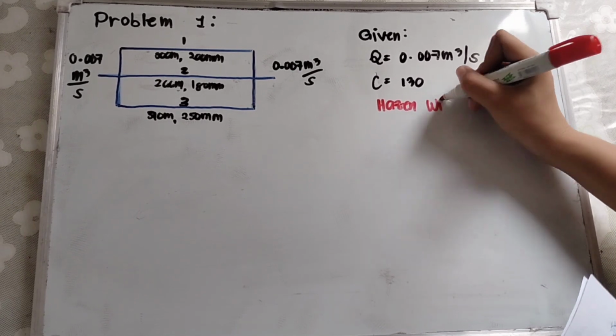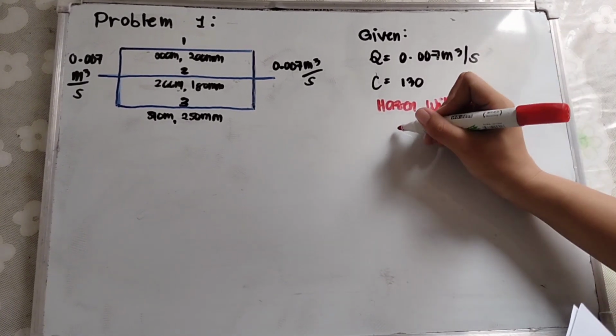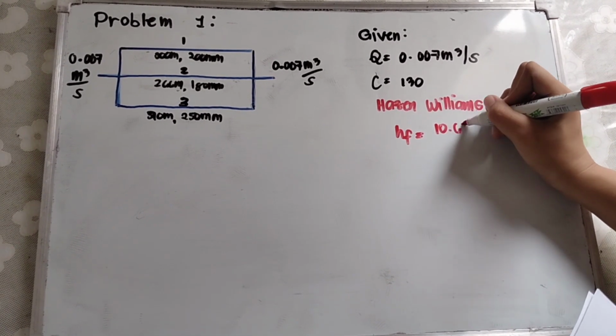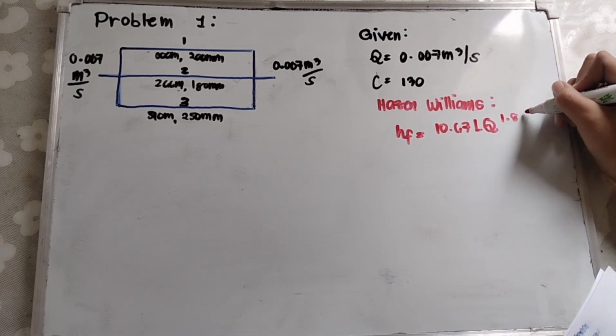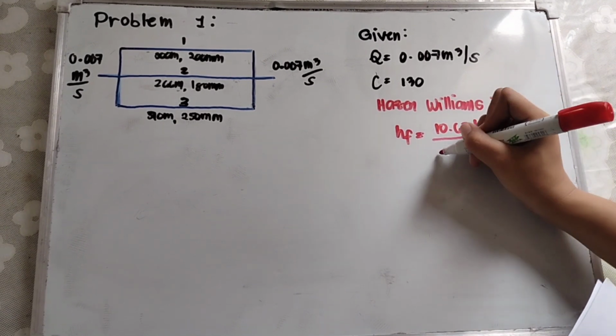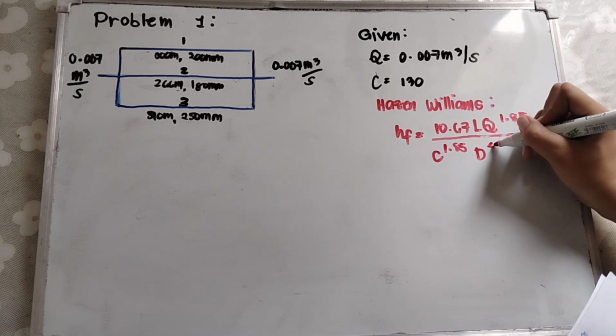Since we're given a Hazen-Williams coefficient, of course we need to use the Hazen-Williams formula, in which the head loss is equal to 10.67 L Q raised to 1.85 over C raised to 1.85 multiplied by the diameter raised to 4.87.